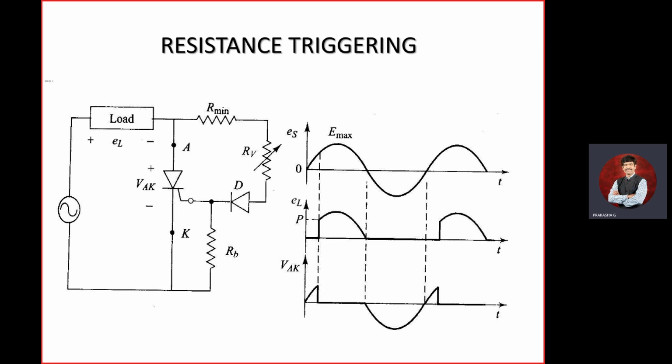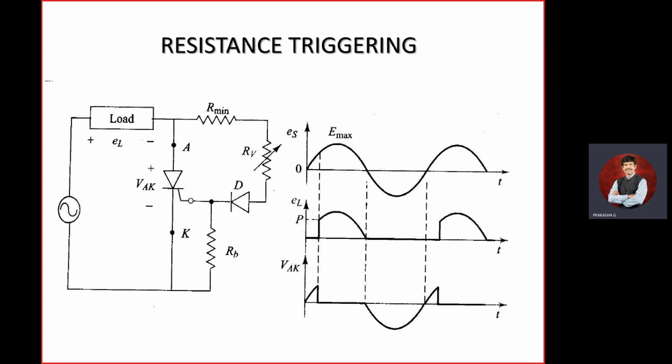So I can measure the load voltage, which is EL. I can measure the voltage across the thyristor. I can measure the voltage across the diode that we are having. I can measure the resistance. This is R minimum, and this is R gamma.